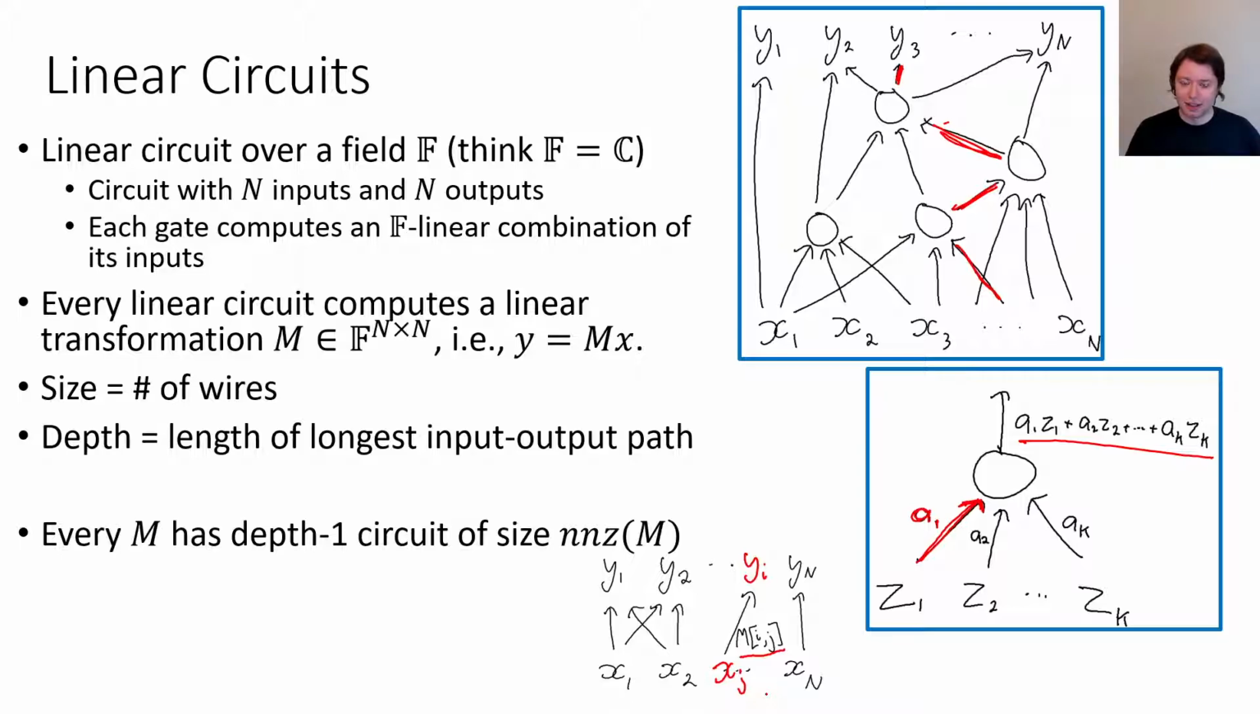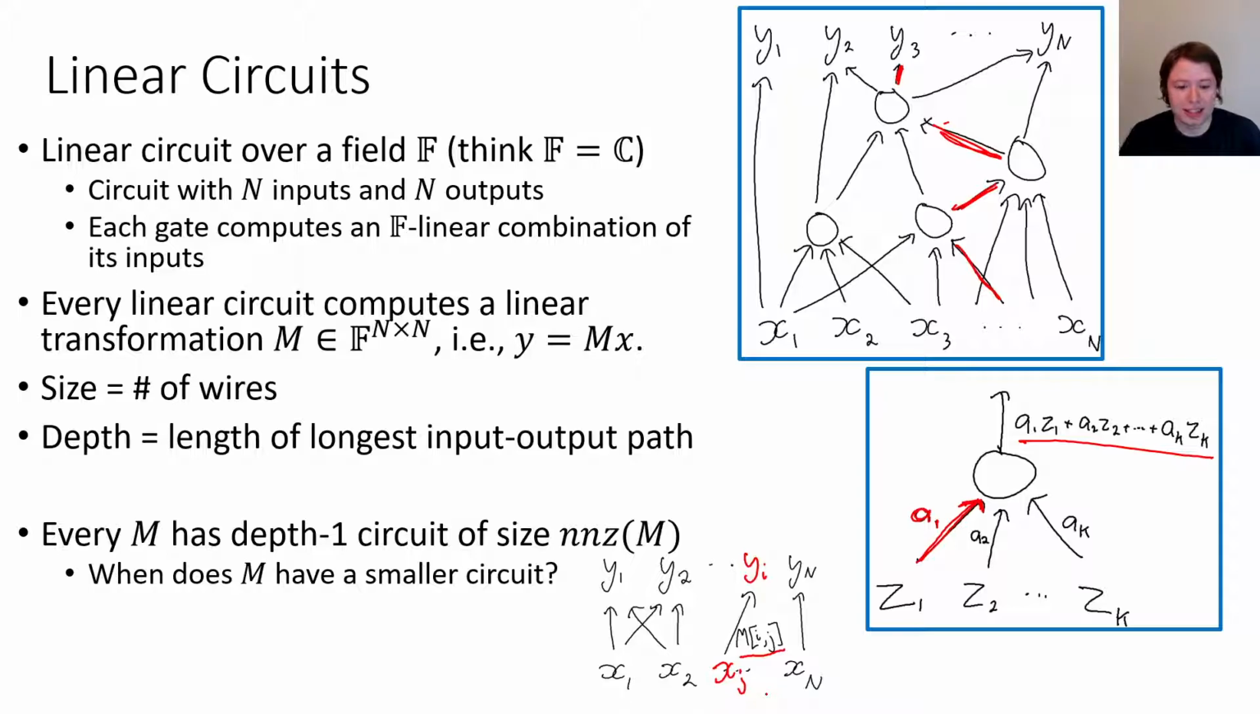But in general, the question we ask about these circuits is, when does a matrix have a smaller circuit than that? For example, every matrix has an n-squared size circuit. When do matrices have smaller circuits than that, and how much depth do you need to design such circuits?